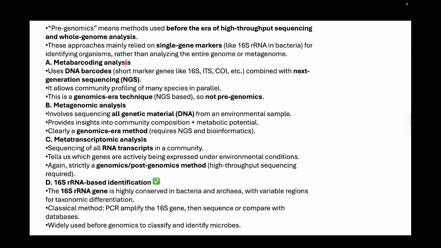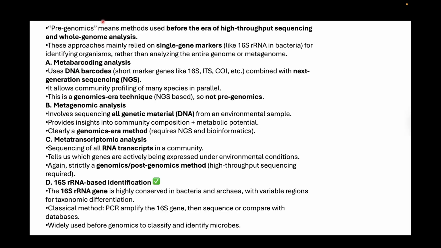The pre-genomic era means methods used before the era of high throughput sequencing and whole genome analysis. So whole genome metagenomic analysis is not possible, which we also encountered in another question. These approaches mainly relied on single gene markers like the 16S rRNA in bacteria for identifying organisms rather than analyzing the entire genome or the metagenome. So there was no such metagenomic analysis present back in the 1960s.